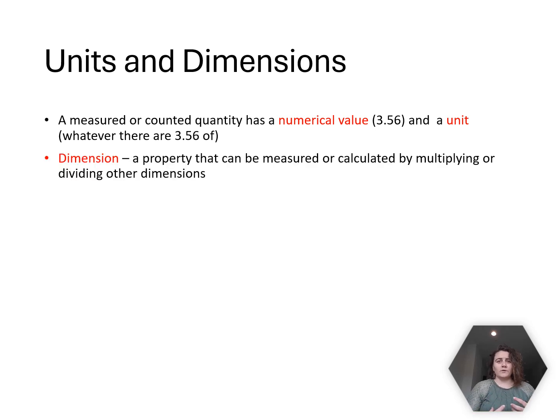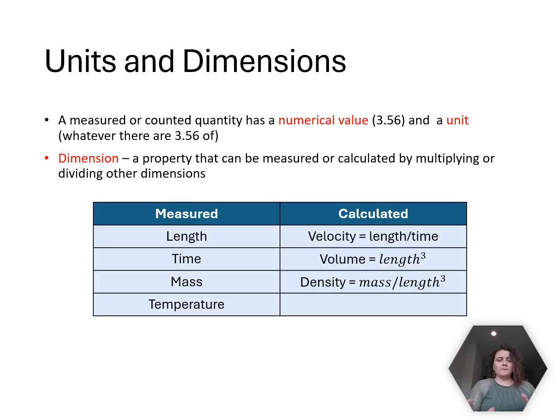Now, we sometimes hear the word dimension come up, and that simply means that it's a property that can be measured or calculated by multiplying or dividing other dimensions. So for the purposes of this class, some common things that you'll see measured are things like length, time, mass, and temperature. So these are things that we have analytical tools for that we can measure.